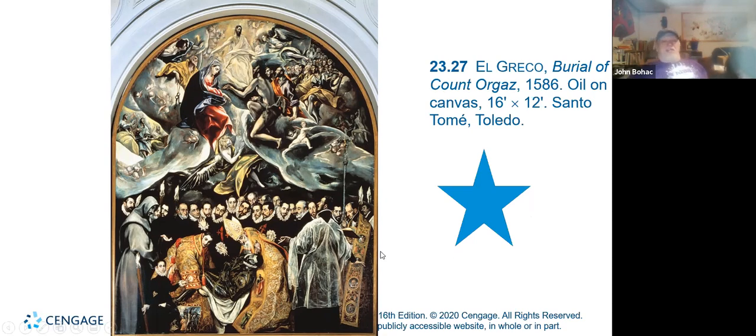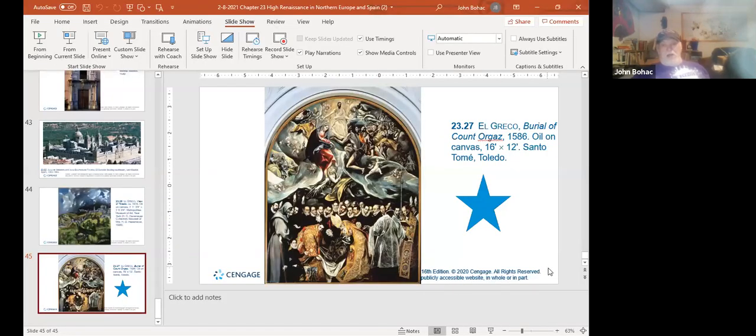And so that is El Greco. And he's really one of the first Spanish painters that we've actually found in the book to this point. And so that ends chapter 23.